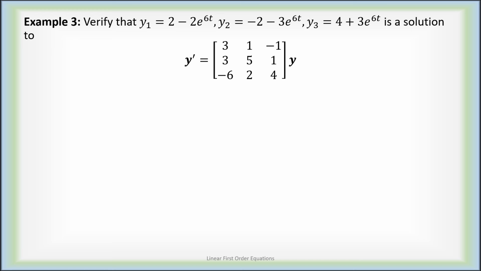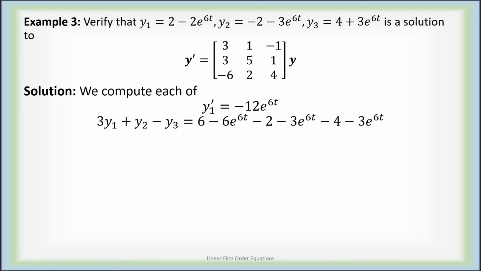For our third example, let's verify that the given functions y1, y2, and y3 do solve the differential equation y prime equals this matrix times y. Well, we're going to just go term by term. In the top row, on the left, we would just have y1 prime. That's easy to compute as negative 12 e to the 6t. Now, what would be the top row on the right? It would be 3y1 plus y2 minus y3.